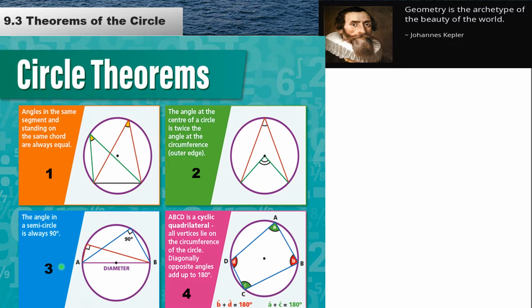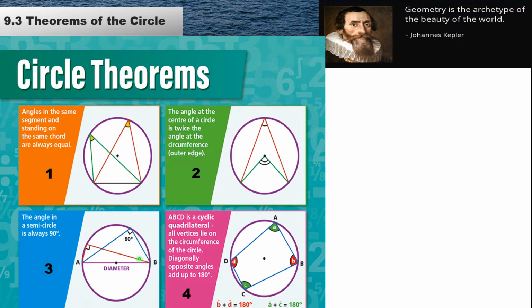Next, we have in theorem 3, the angle in a semicircle is always 90 degrees. So a semicircle would always be, your chord will be your diameter, right? Remember, the diameter is the longest chord, and that would always give you half the circle. So if you subtend or create an angle from that chord, you will always get a 90-degree angle.